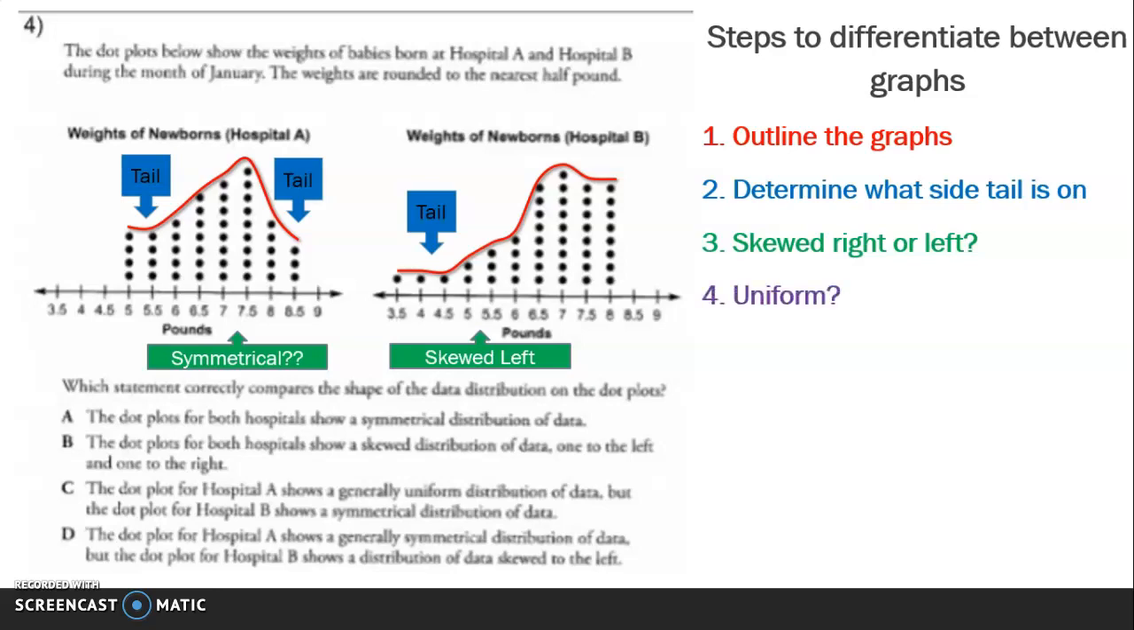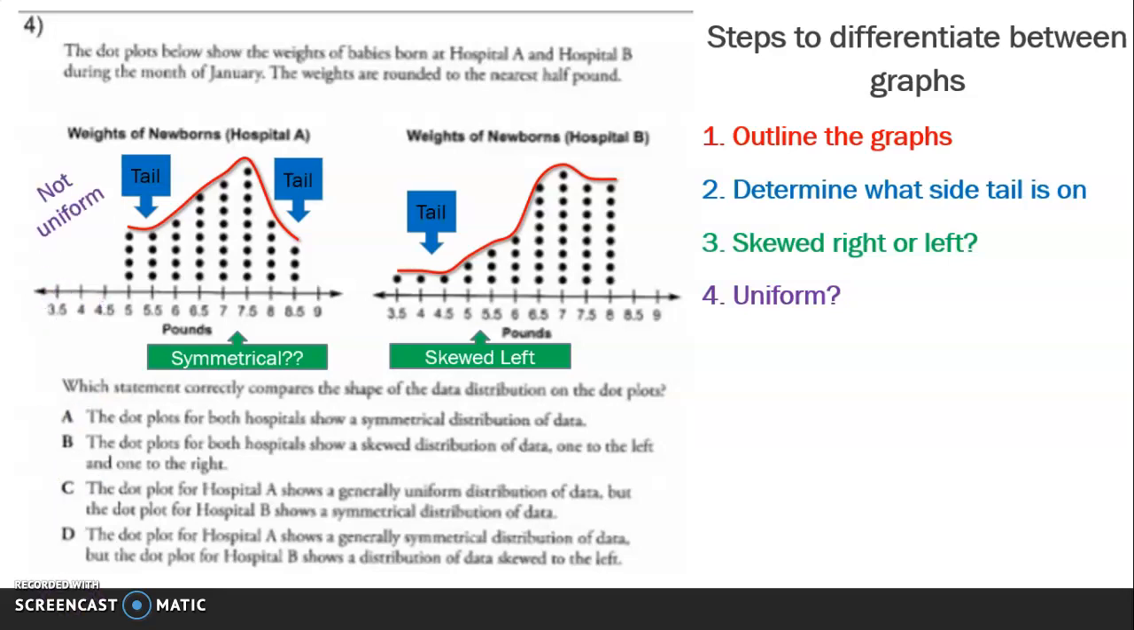And then the last question you need to ask yourself, this isn't too common, but sometimes it does happen, is something called uniform. Okay, so uniform means that the graph itself, the data sets, are a straight line.